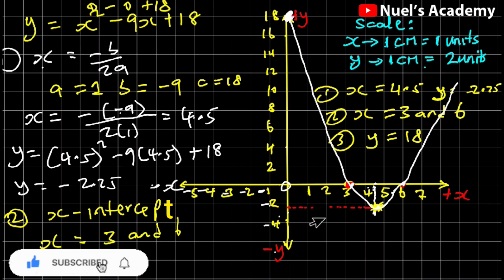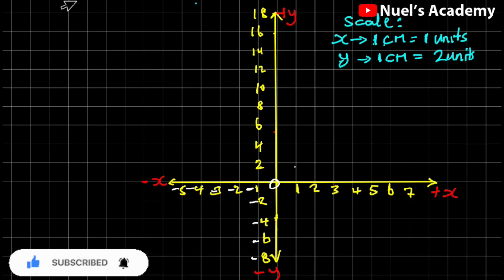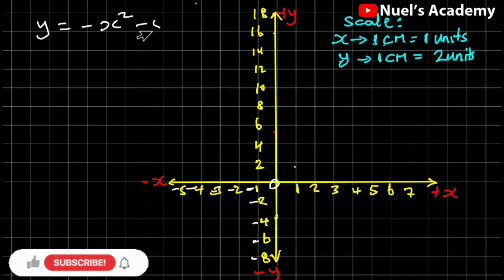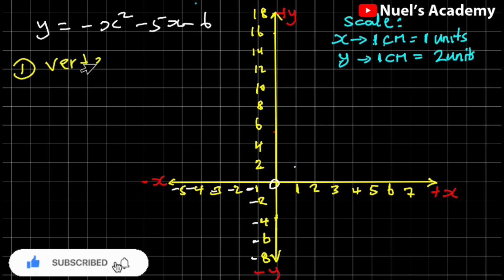Alright, so let's go ahead and solve another question. The next question we'll be solving is y equals negative x squared minus 5x minus 6. First, let's find the vertex. So the vertex of this function, we have x equals negative b over 2a.